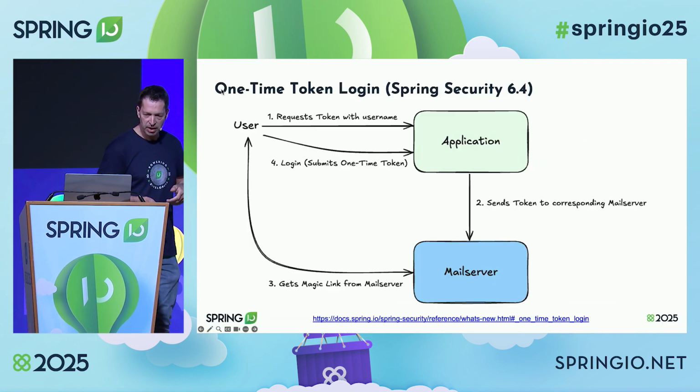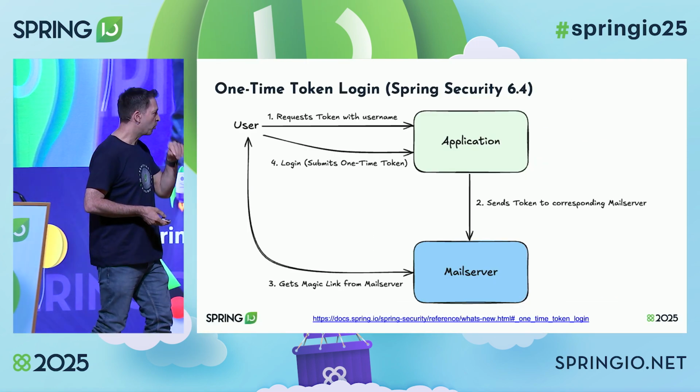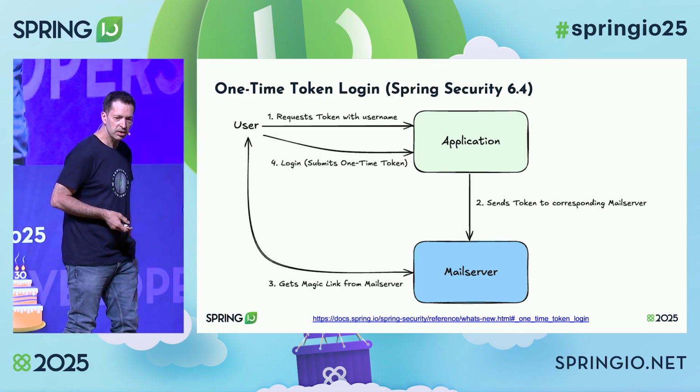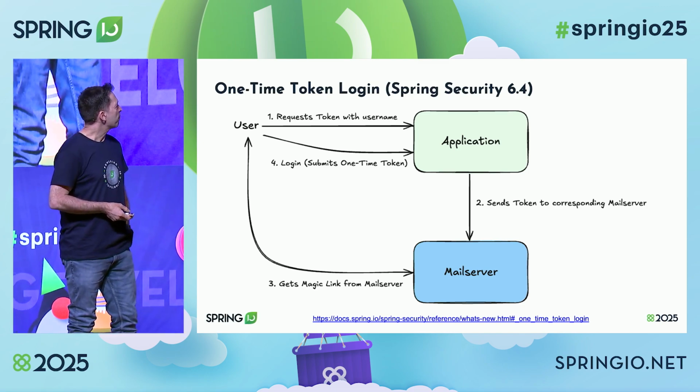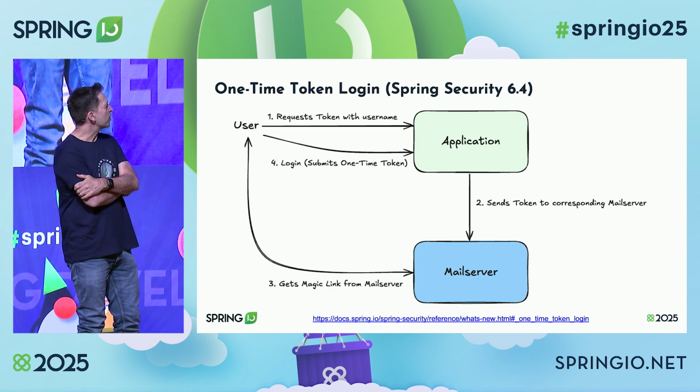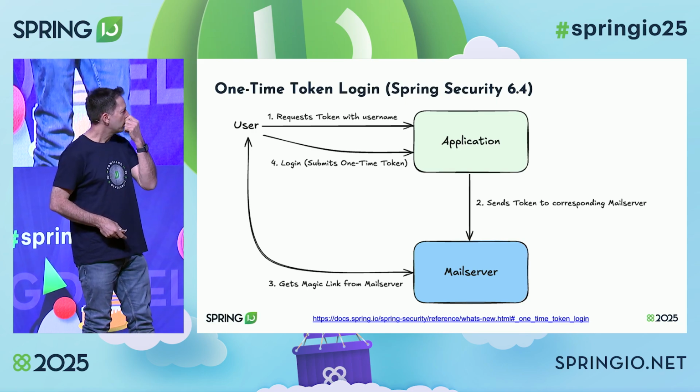So that was the filter chain. Next is the one-time token login. Let's check the time. We have lots of time. The one-time token login is also from Spring 6.4.